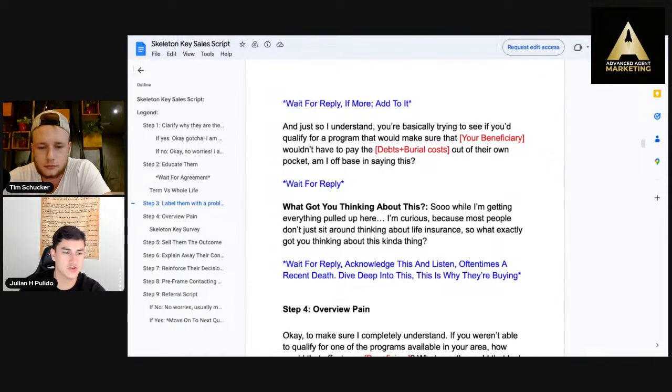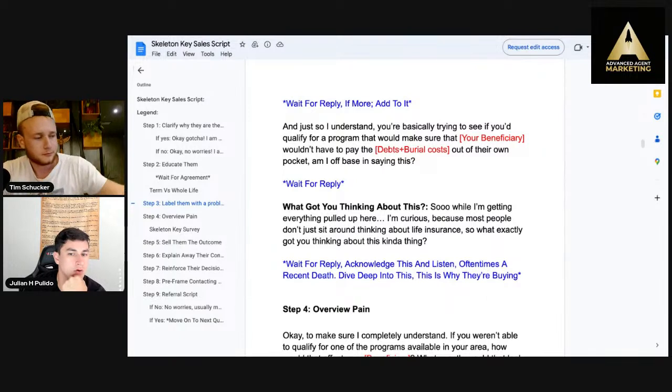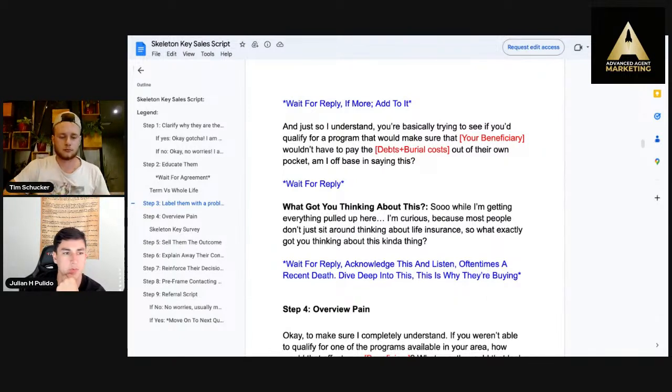Gotcha. Okay. You said you had some friends pass away. Have you had any experience with anyone not covering this so far? Yeah, you see the GoFundMes on Facebook and whatnot, but yeah, I had a couple friends that passed away and didn't have it, and their families were in pretty tough situations. Okay. And while I'm getting everything pulled up here, when you say a tough situation, what exactly did that look like?